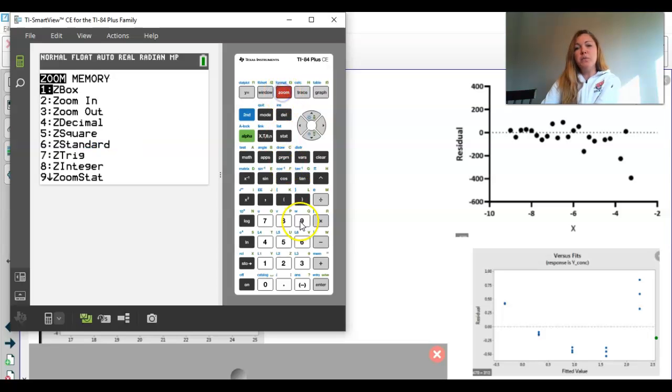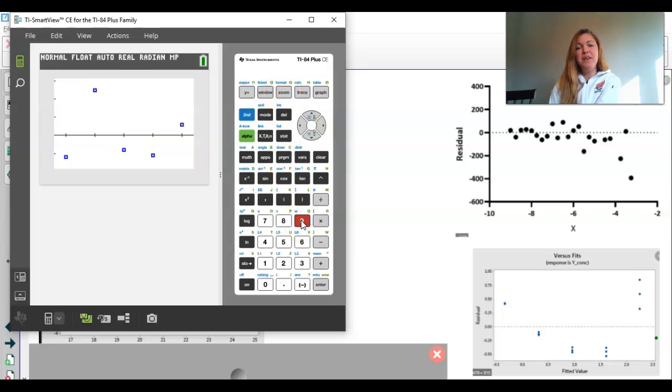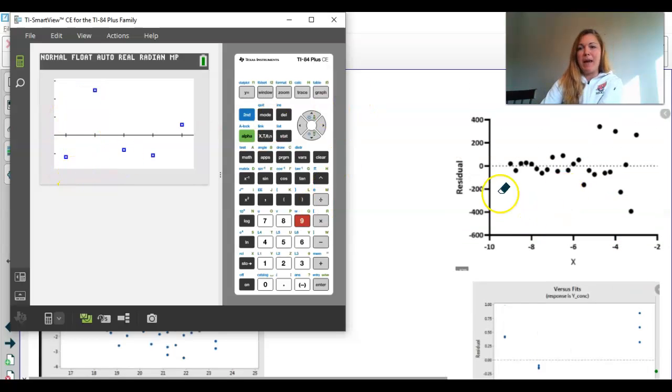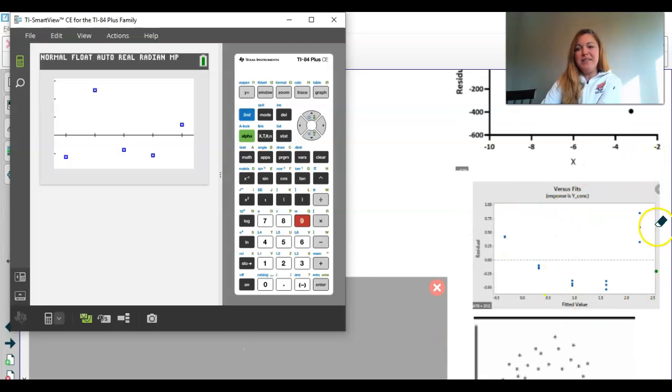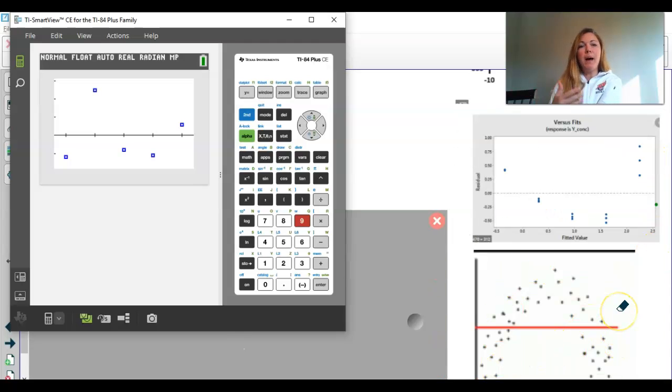Now I'm going to hit zoom 9, and you can see here, this residual plot's not great, but I don't have a lot of data, but I also don't see a shape. I don't see a fan. And I don't see a U. So I'm comfortable here saying, hey, our residual plot showed us that our regression line that we just ran is okay for prediction. Why? Because there's no pattern in our residual plot.